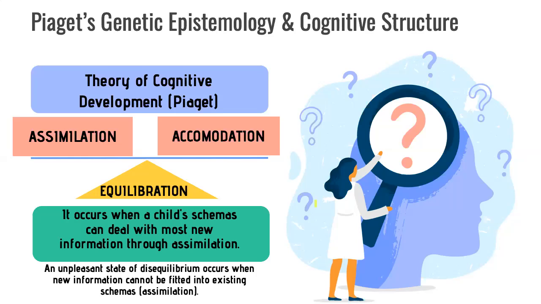That situation is called disequilibrium, and it requires assimilation and also accommodation of the new knowledge into the new structure of the cognition. So this is called the concept of equilibration. Many learners like us, adult learners, also experience that.